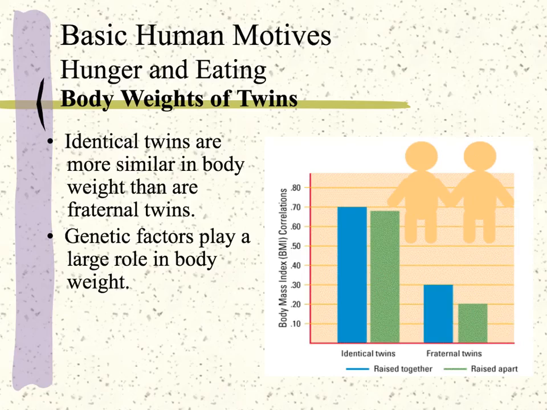And the last thing we'll discuss is basic human motives for hunger and eating: body weight of twins. Identical twins are more similar in body weight than fraternal twins. So this shows that genetic factors play a huge role in body weight and metabolism.